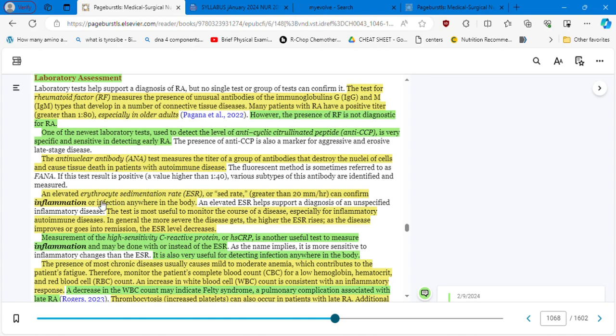An elevated erythrocyte sedimentation rate, ESR, or sed rate greater than 20 can confirm inflammation or infection anywhere in the body. Anywhere in the body. The test is most useful to monitor the course of a disease, especially for inflammatory autoimmune diseases. In general, the more severe the disease gets, the higher the ESR rises. As the disease improves or goes into remission, the ESR level decreases.